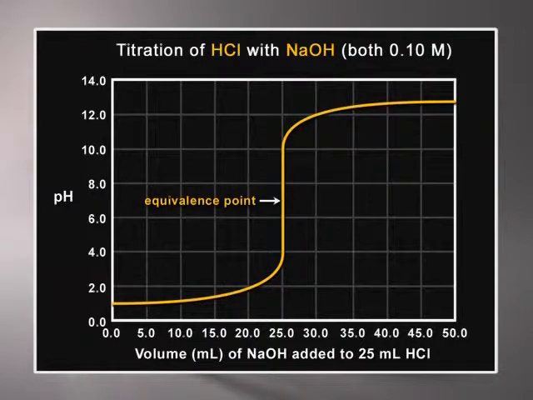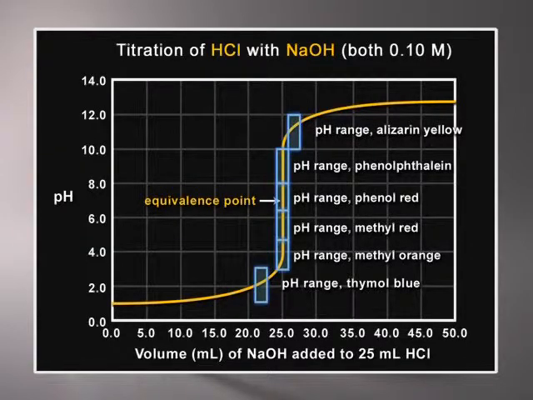Let's go back to our titration curve for titrating hydrochloric acid, HCl, with sodium hydroxide. When we look at this curve, we notice that there is a huge change in the pH of the solution right around the equivalence point. The addition of just a very small amount of base causes the pH to jump from perhaps 4 to 10. This means that we really could use any indicator whose color change occurred somewhere in this pH range.